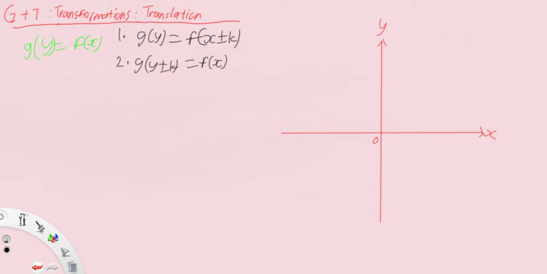Of course, we can look at it as a combined way, but we'll not go through combination for now. Of course, you can have g(y plus or minus k) equals f(x plus or minus h). That will also be translation, but they'll be translated in the two different axes. The first one is basically affecting the x-axis. On the bottom, you'll be affecting the y-axis. So I'll be looking at the x-axis first.